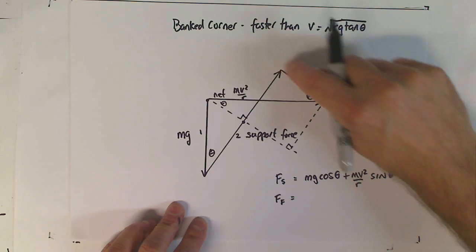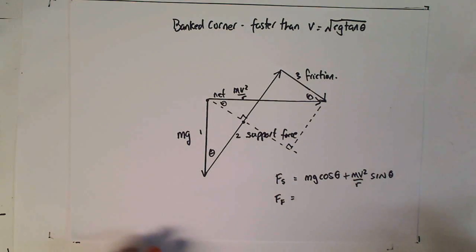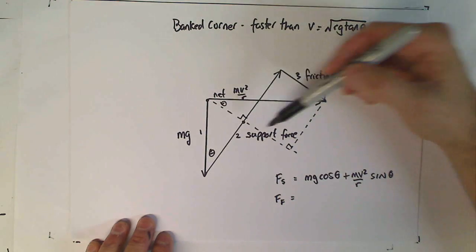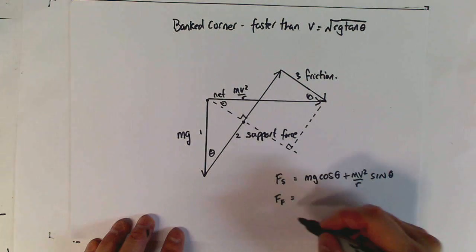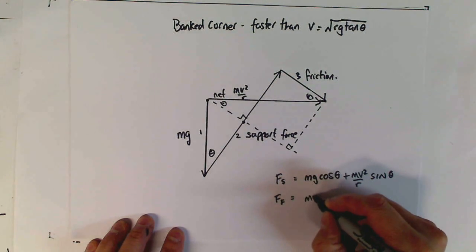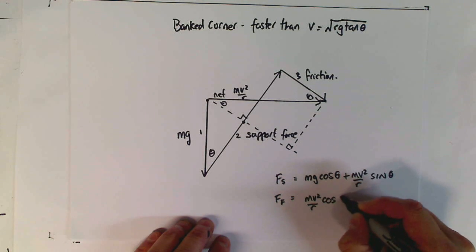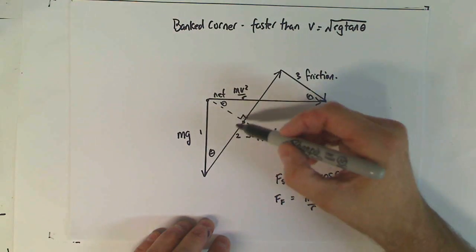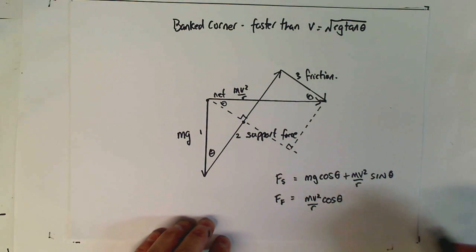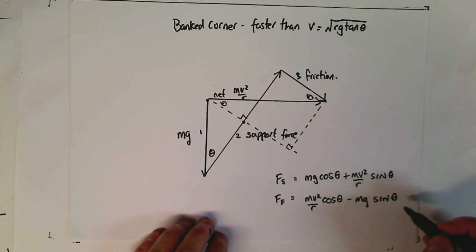Our frictional force, this one up here, is going to be equal to mv squared over r cos theta, which is, which one? mv squared over r times the cos of theta gives you this length here, but we've got to subtract this little section off here. So we can write mv squared over r cos theta is this length, and now we've got to subtract that little section there, which is going to be minus mg sine theta, and we've got the components.